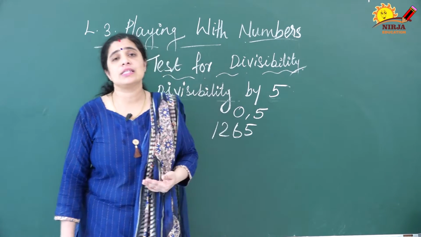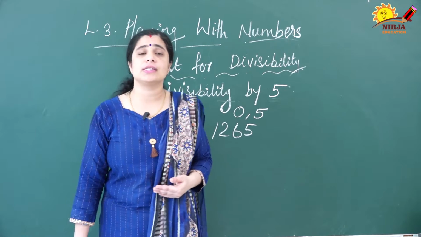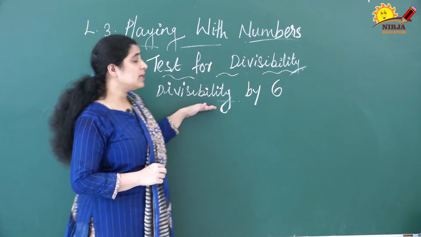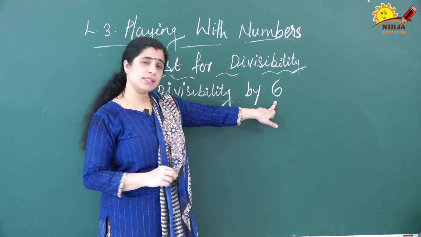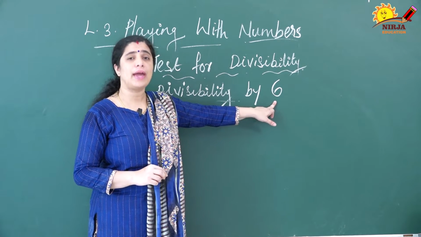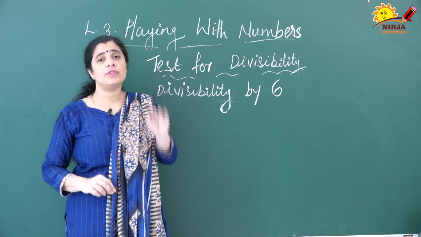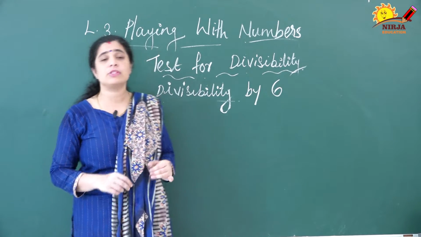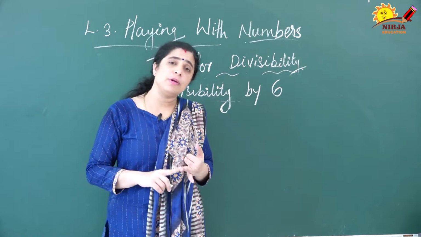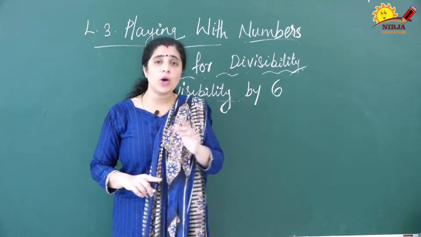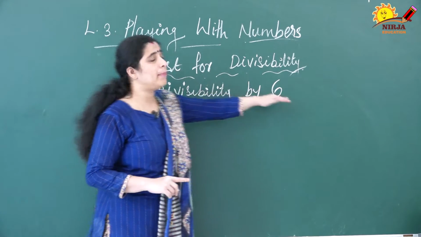Next we will discuss the divisibility test of 6. Okay, next we are going to discuss the divisibility by 6. You know that 6 is the multiple of 2 and 3; 2 3s are 6. So the rule is that the given number should be divisible by both 2 and 3, then only that number is divisible by 6.